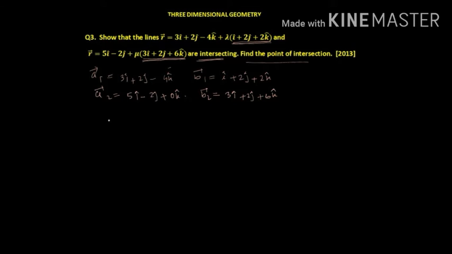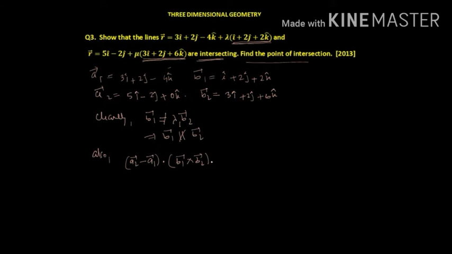Okay. So first of all you must write clearly, b1 is not equal to lambda times b2, or say some other symbol, because lambda is already in use, say lambda 1. This is not like this, which implies b1 is not parallel to b2. Also, a2 minus a1 dot b1 cross b2 now we will be working out.